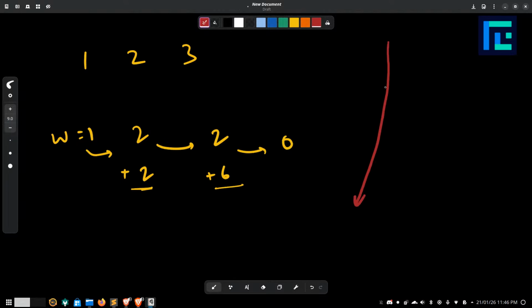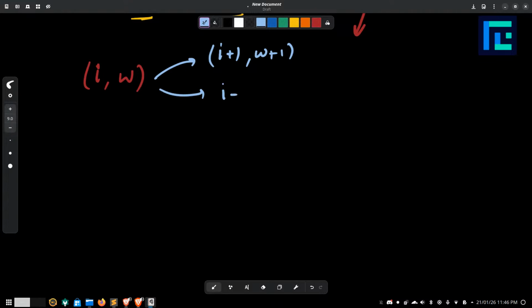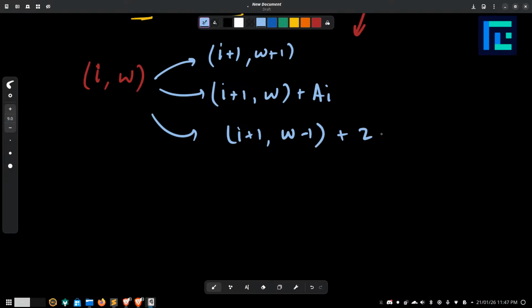So these events will work as the transition between states. Let's say at the ith day I had W watches. So on the I plus 1th day, what are the possible different outcomes? I might have W plus 1 watches, or I might have W watches only but extra ai coins, or I might have W minus 1 watches plus extra 2 ai coins.